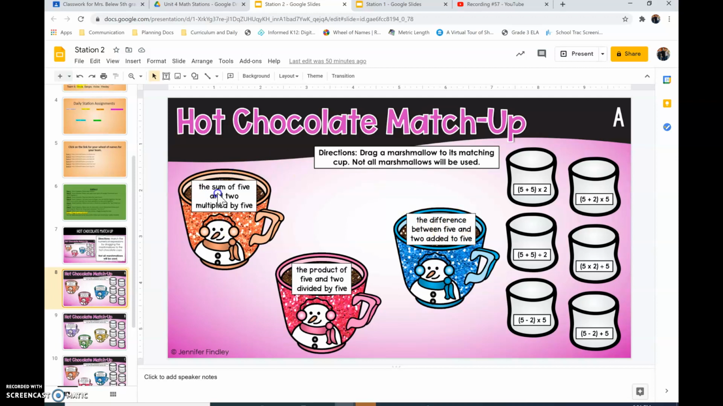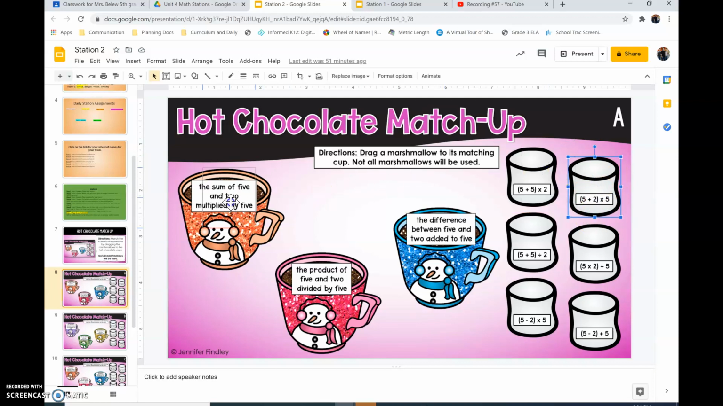So the sum of 5 and 2 multiplied by 5, that tells me I'm adding 5 and 2. So I'm adding 5 and 2 and then multiplying it by 5. 5 plus 2 times 5. It has to be this one.